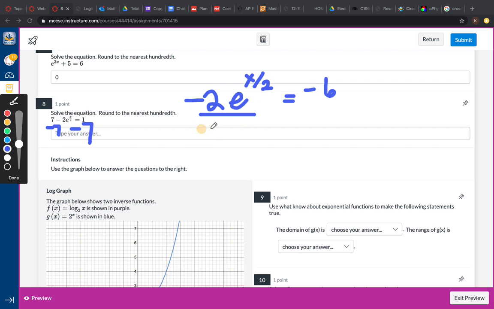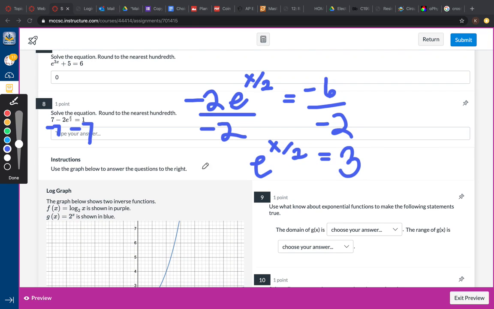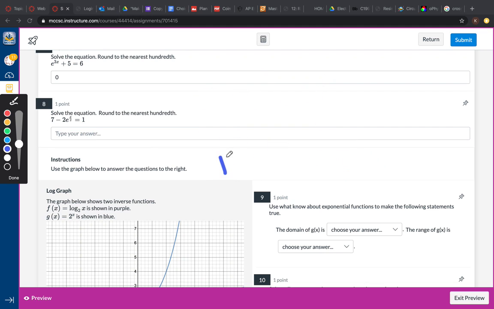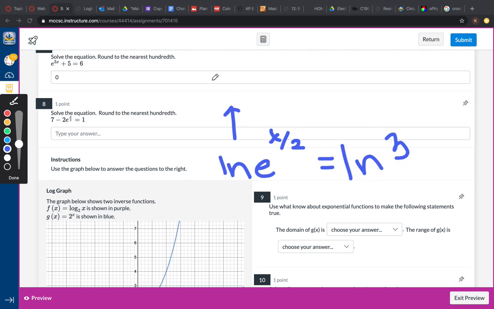Then I'm going to divide both sides by negative 2, and end up with e to the x divided by 2 power is equal to 3. And then because it's e, I'm going to take the natural log of e to the x over 2 power is equal to the natural log of 3. I'm going to go up because I'm running out of space here.